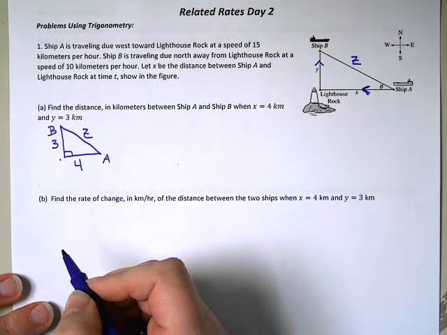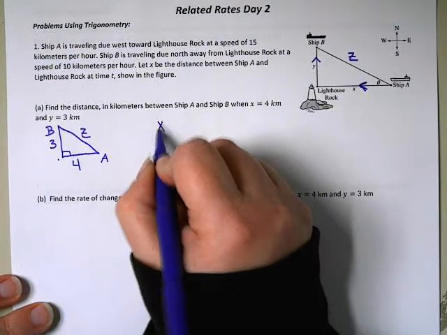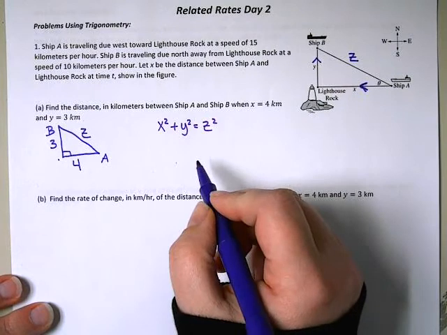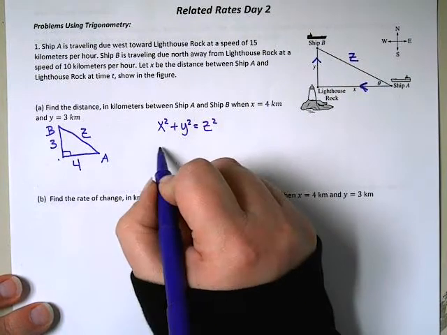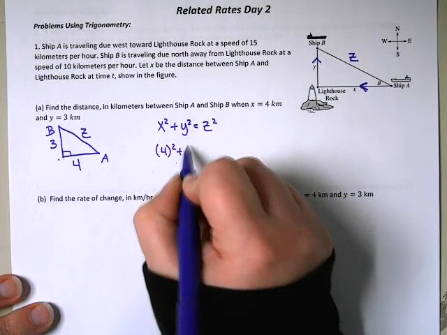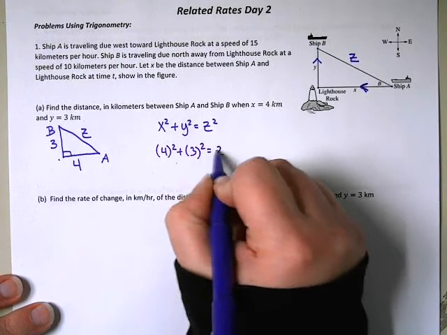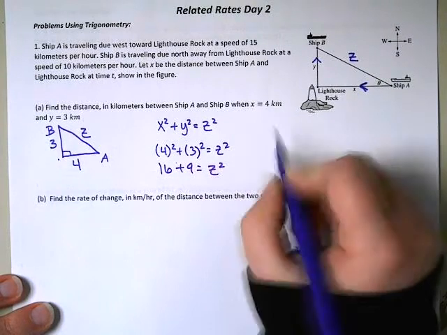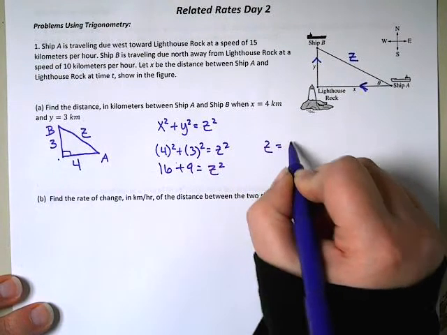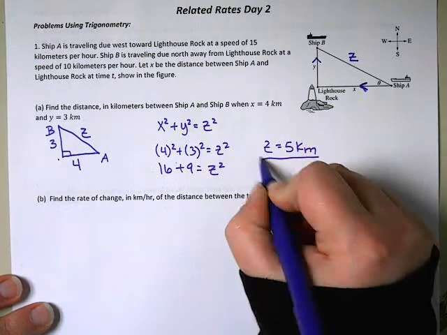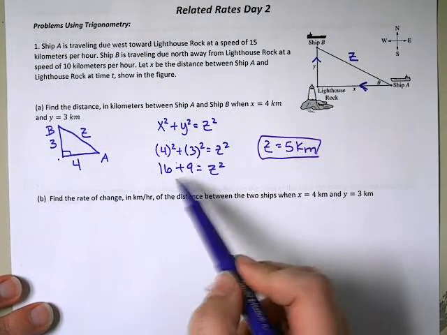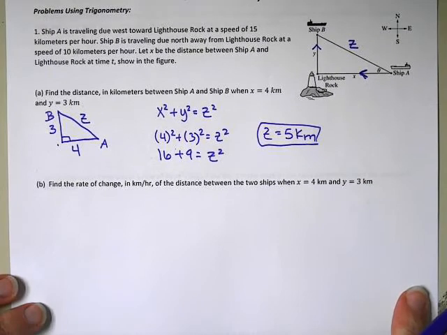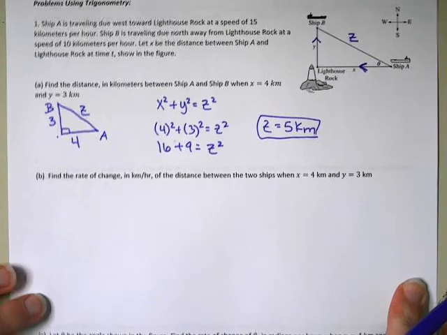So this is just a nice straightforward Pythagorean theorem. If we go back to our original, it's x squared plus y squared equals z squared. So we can just say that 4 squared plus 3 squared is equal to z squared. And if you know your Pythagorean triples, please just go ahead and do it. We get that z equals 5 kilometers, right? It's a 3, 4, 5 triangle. 16 plus 9 is 25, and we take the square root. So that's easy enough. Hopefully you know your 3, 4, 5 at least.